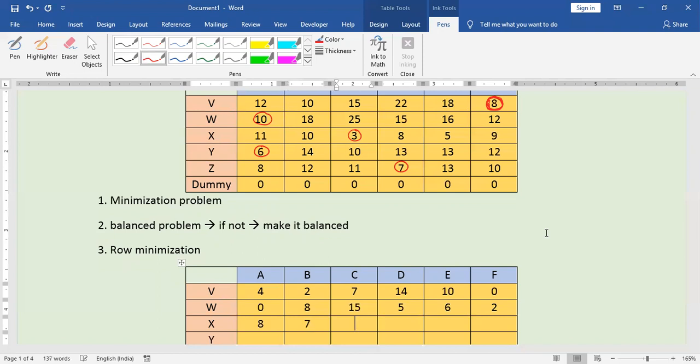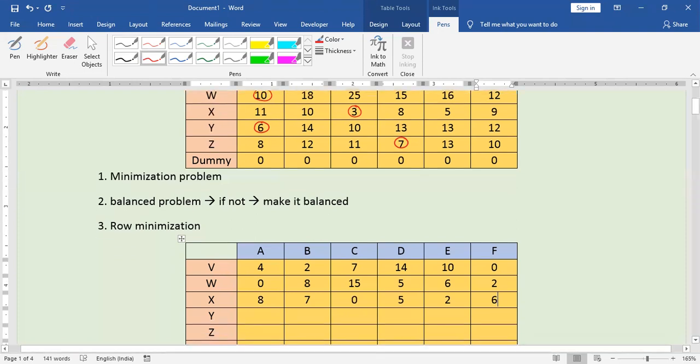7, 0, 2, and 6. I'll check it again. 8, 7, 0, 5, 2, and 6. In the next row, the minimum is 6.